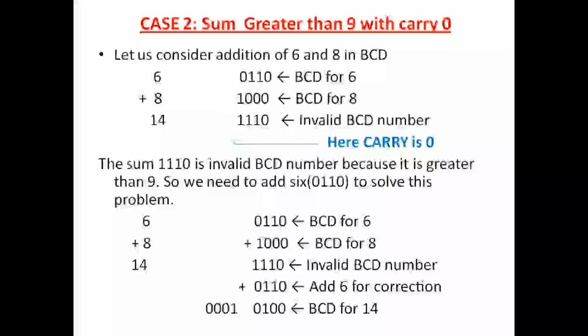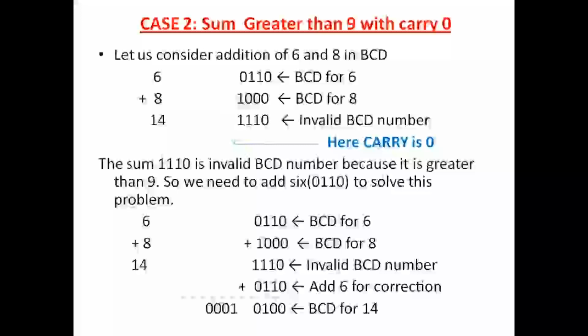Coming to the second case and third case, you need to concentrate a little bit here. In the second case, the sum is greater than 9 with carry 0. Earlier in case 1, the sum is equal to 9 or less than 9, and if it is equal or less than 9, there is no problem. Whereas here, if the sum is greater than 9 with carry 0, what do we have to do? Consider the example of 6 and 8 in BCD.